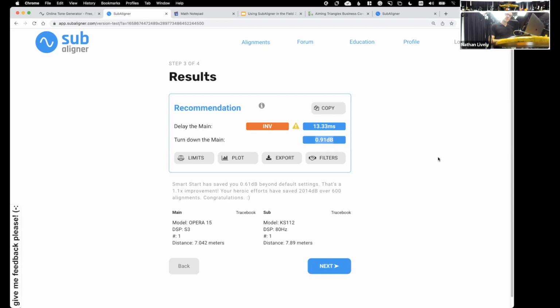Is there any software that is particular for sub configurations? Yeah, you've got Merlin Van Veen's Subwoofer Array Designer. So Subwoofer Array Designer.